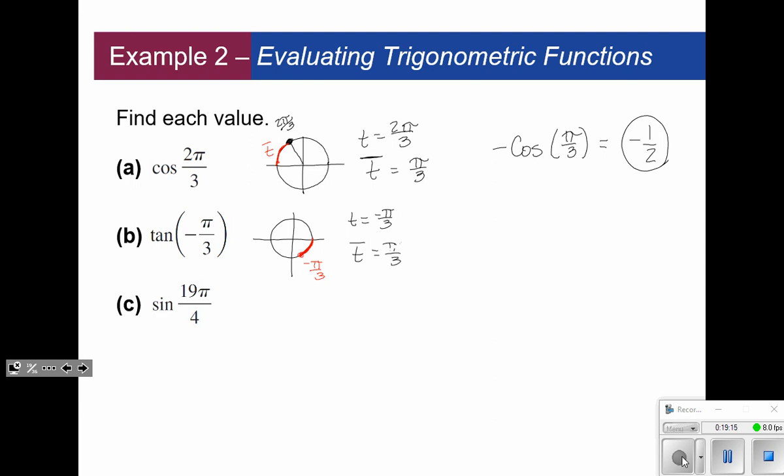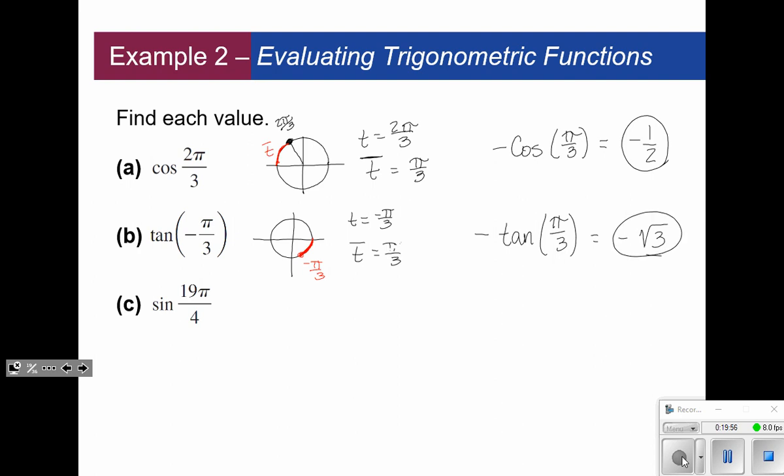But what is the sign of tangent in the fourth quadrant? Tangent's negative, right? Remember, all students take calc: the only trig function that's positive in the fourth quadrant is cosine, and by default its reciprocal, secant. But tangent's negative. So really what we're looking at is negative tangent of pi over 3. Well, we just found that a little bit ago. On your chart, what is tangent of pi over 3? Root 3. So this is actually negative root 3.